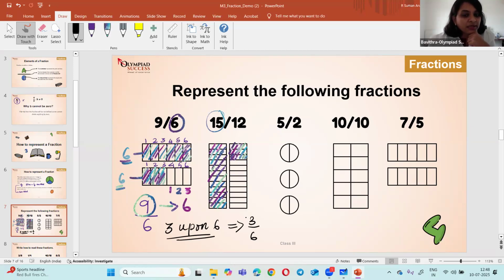Okay, so how do you say the fraction? Like 3 upon 6 was the unshaded part of the first one, right? So I want you to tell me the fraction of the unshaded part of the second image. Can you tell me? You're telling me the numbers separately, right, Jaivir? Can you tell it to me in fraction form?